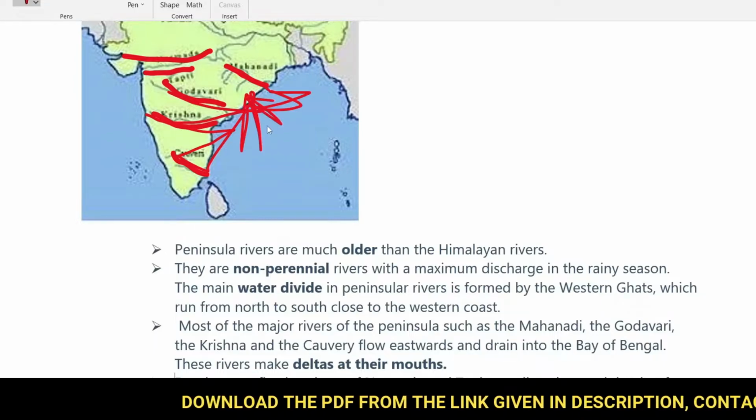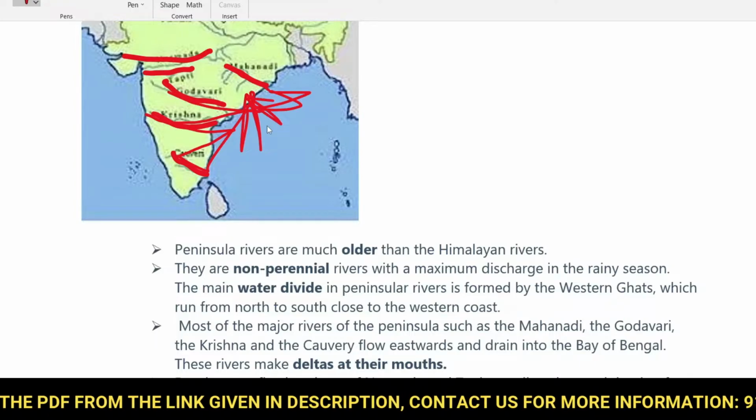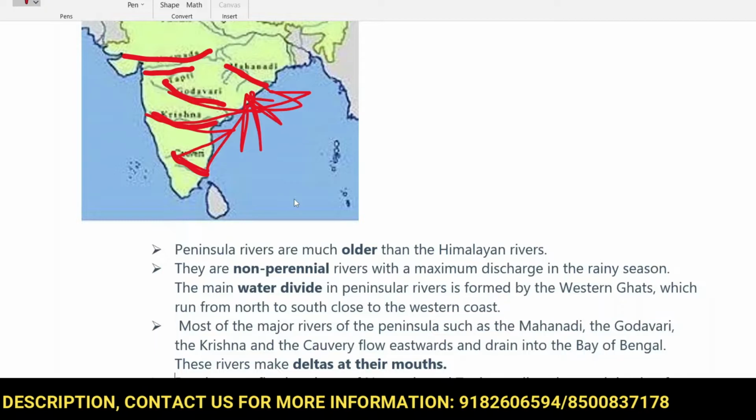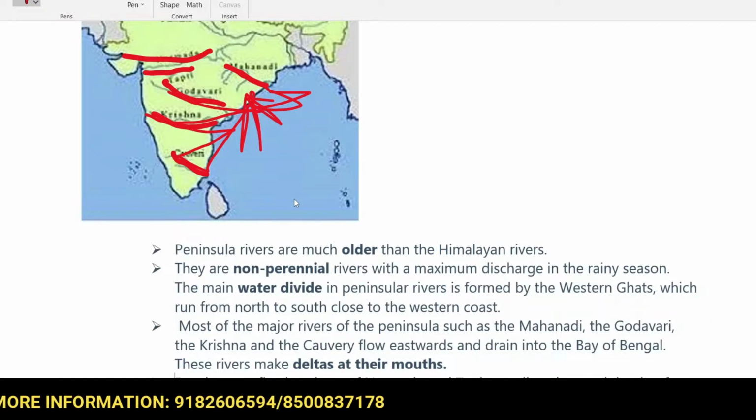These are eastward flowing rivers. These rivers make deltas at their mouths. Important point: the east flowing rivers, that is the Mahanadi, Godavari, Krishna and Kaveri, drain into the Bay of Bengal, and these rivers make deltas at their mouth.